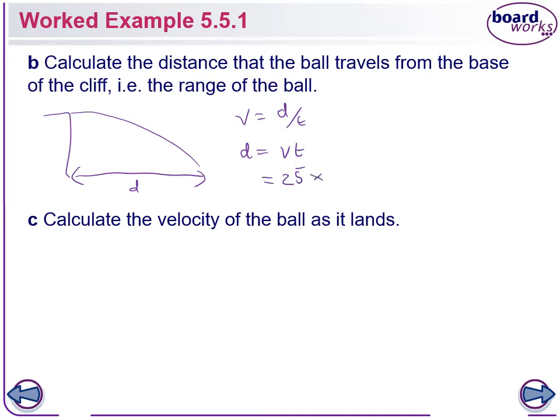Do we know the time it takes to hit the water? 2.86. The same as it does to fall vertically. Okay, it can't spend extra time moving horizontally compared to vertically because it's just traveling in that path. So we know the speed and the time, so we can work this out. So the distance will be 71 meters, 71.4 meters.